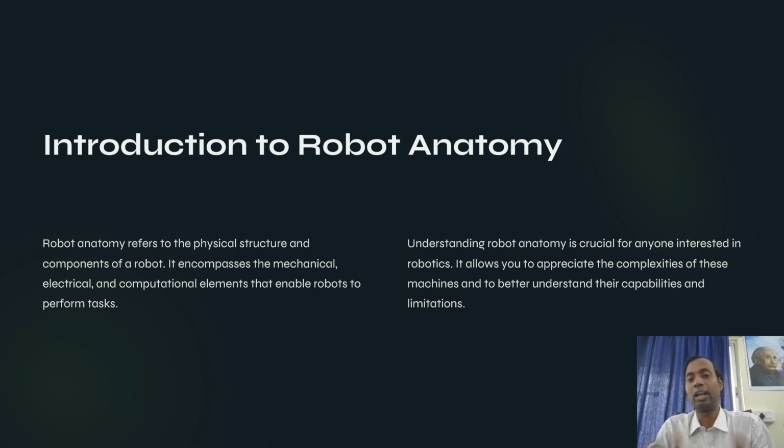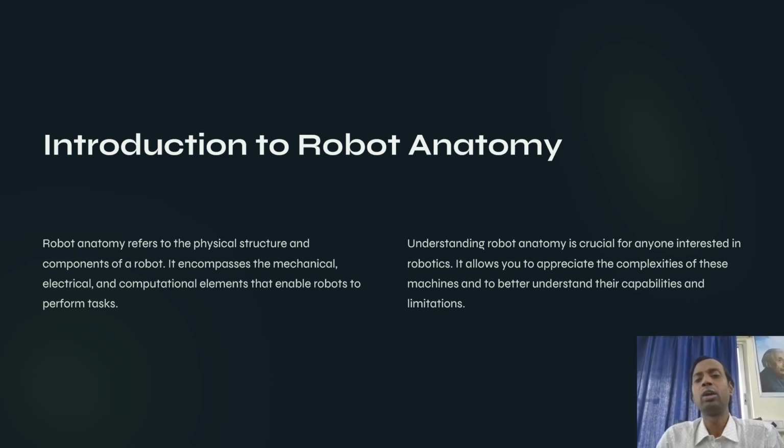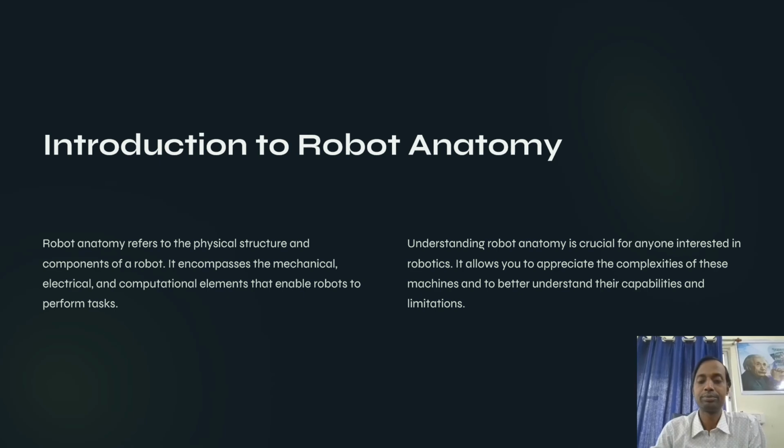Understanding robot anatomy is crucial for anyone interested in robotics. Actually, for those who are very much interested in robotics, robot anatomy is very much needed. It allows you to appreciate the complexity of these machines and to better understand their capabilities and limitations also.